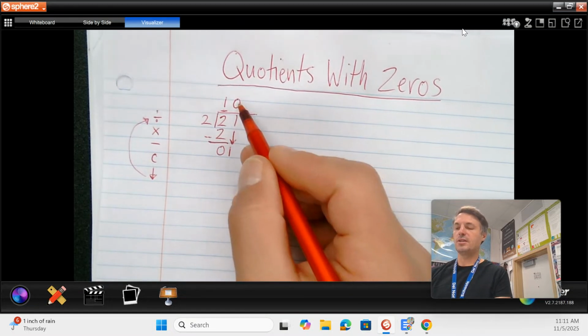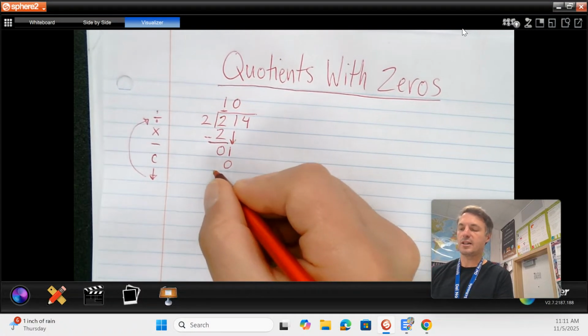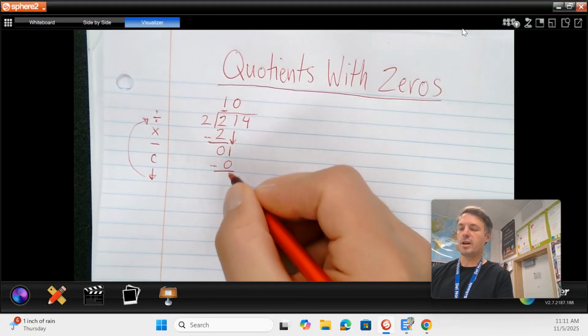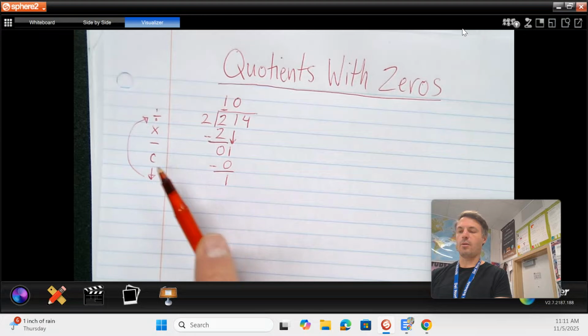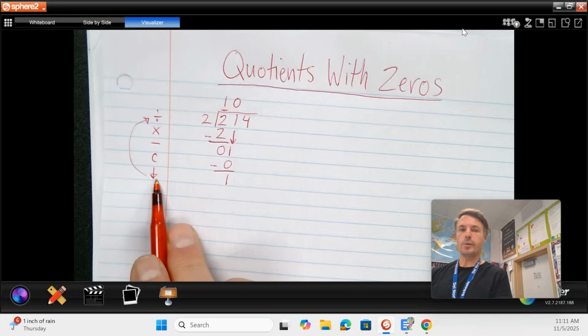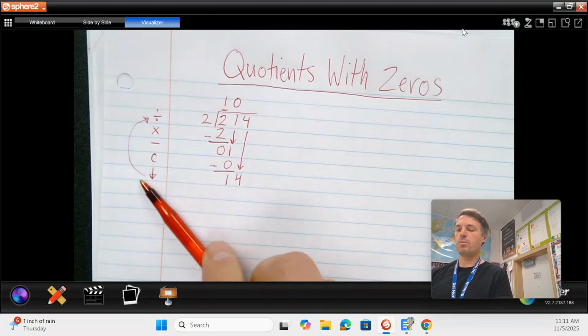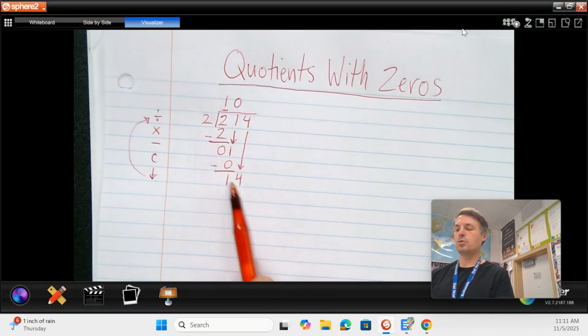Now we multiply. 0 times 2 is 0. Now we subtract. 1 minus 0 is 1. Now we compare. Is 1 smaller than 2? Yes. Now we bring down. We bring down the 4 next to the 1. And we go back to divide. How many times can 2 fit into 14?